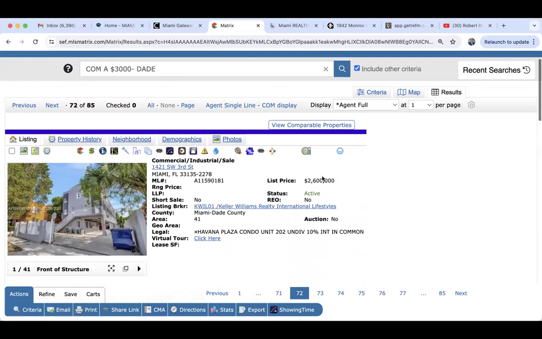All right, and that's coming in at 2.6. Keep in mind that sometimes the lot itself is worth a lot of money, and that's why you may see properties listed at a higher value. Okay.